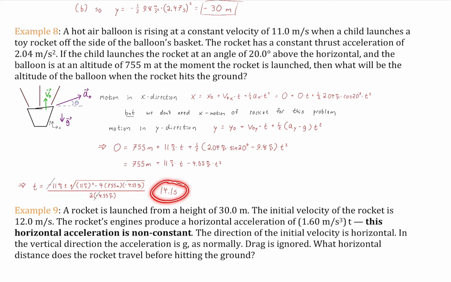And I get a total time in the air of 14.1 seconds. Rather long time, but that makes sense because the rocket is, after all, accelerating up, partially fighting gravity. All right, and so then in that amount of time, how high does the balloon go?